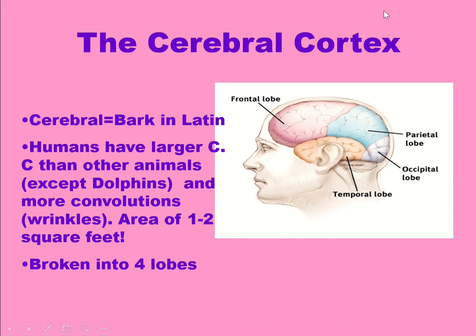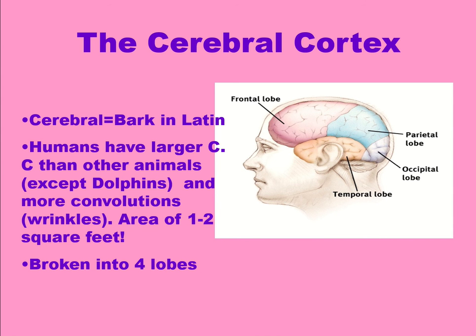When we look at a translation of cerebral, it just means bark. So it kind of does look like bark, right? It's all this weird shaped stuff on the outside of your brain. It is not for protection, so don't say that. I've had too many kids say that, but no, your cerebral cortex does not protect anything. Your skull has to protect that.